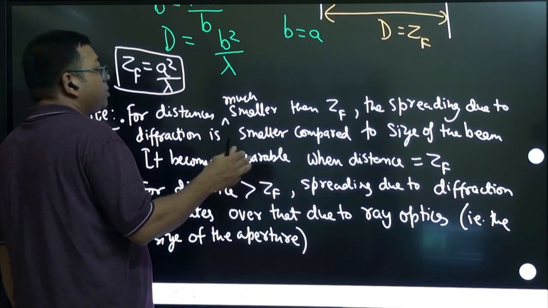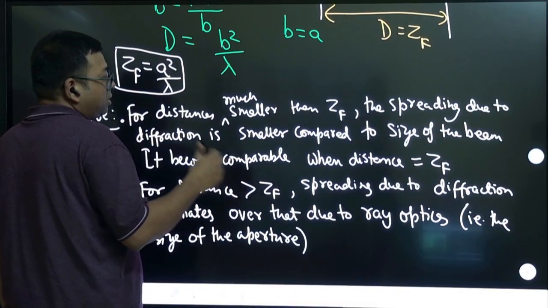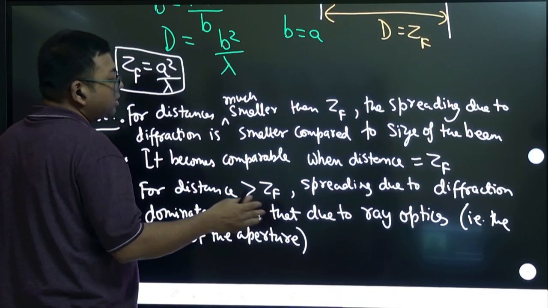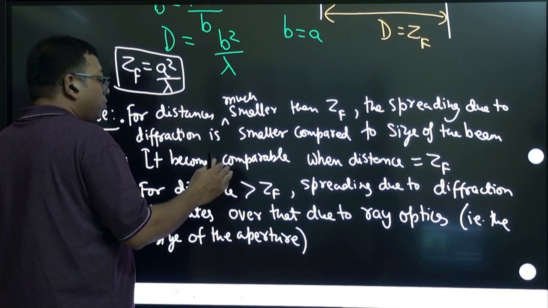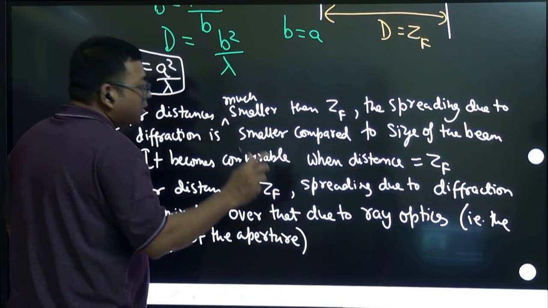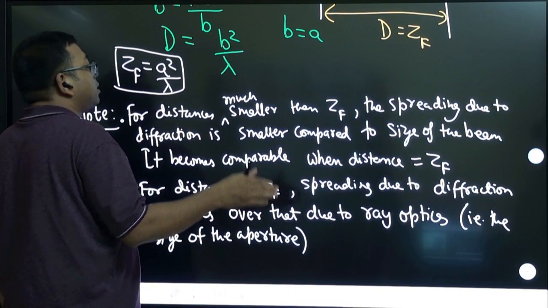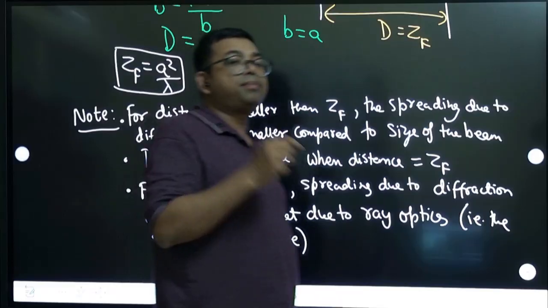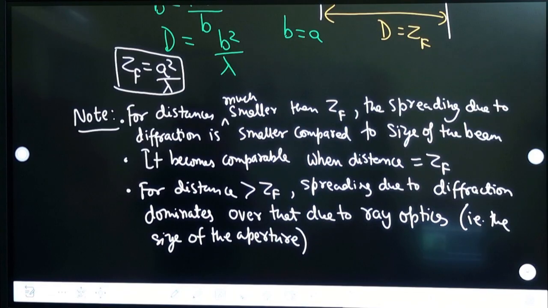It becomes comparable when the distance is equal to this, so wave phenomena will be happening. For distance greater than this, spreading due to diffraction dominates over that due to ray optics, so wave optics phenomena will happen. For distance equal to or less than this, ray optics phenomena will happen. That is the idea here. In NCERT, some examples are also given, and with that things will become clear.